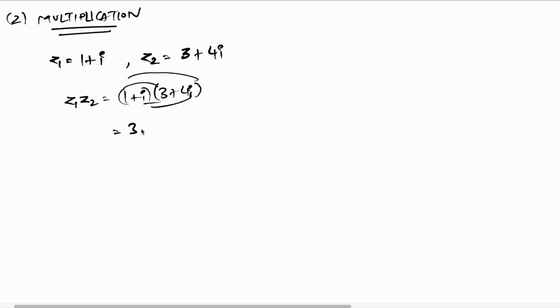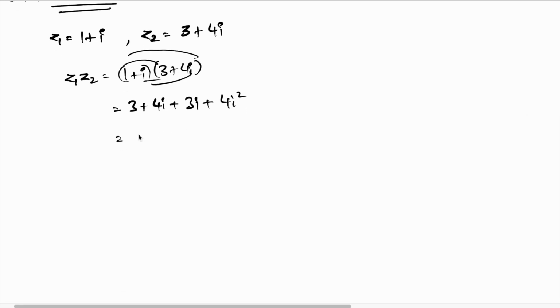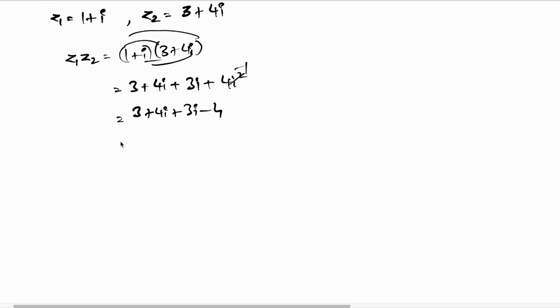Which will give me 1 into 3 as 3, 1 into 4i as 4i, i into 3 as 3i, and 4i into i as 4i squared, where i squared is minus 1. So which is 3 plus 4i plus 3i minus 4, which is minus 1 plus 7i.